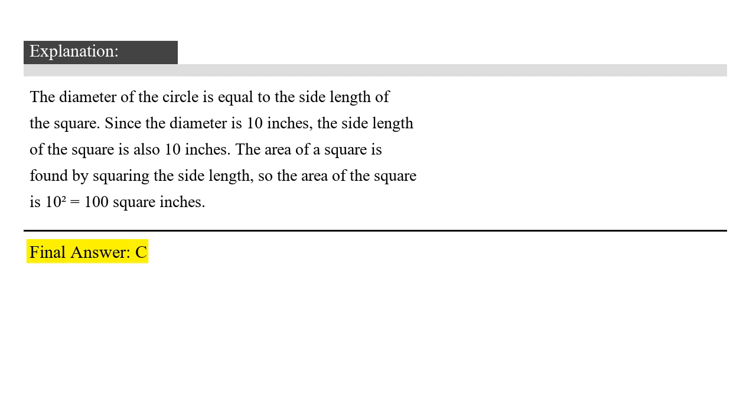The diameter of the circle is equal to the side length of the square. Since the diameter is 10 inches, the side length of the square is also 10 inches. The area of a square is found by squaring the side length, so the area of the square is 10² equals 100 square inches.